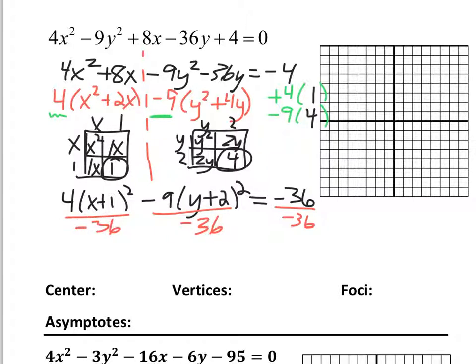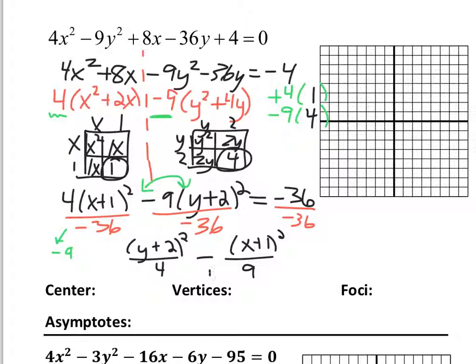Because now I'm going to get a -9, so that means that my x term and y term needs to switch. So -9 over 36 is going to be over 4. So y plus 2 squared over 4 minus x plus 1 squared over 9. Once again, there's where that negative that I'm reducing comes in, equals 1.